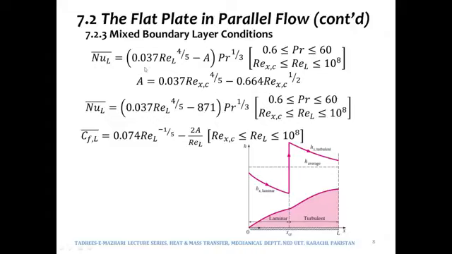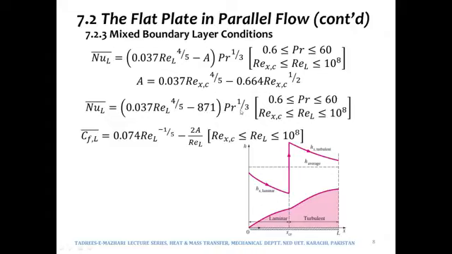The expression for average Nusselt number is given as 0.037 Reynolds to the power 4 by 5 minus A times Prandtl number to the power 1/3, where A can be calculated using this expression. However, if you calculate the things, you will get the value of A as 871. I had done it and I had found it as 871. So you may use 0.037 Reynolds 4 by 5 minus 871 times Prandtl number 1/3.